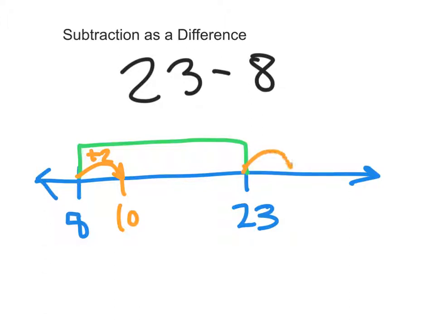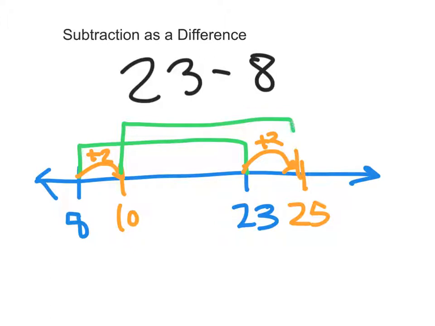And I can look at adding 2 to 23 to get 25. And if I look at the difference between 25 and 10, that number right there is 15. And that was an easier difference to look at than the difference between 8 and 23.